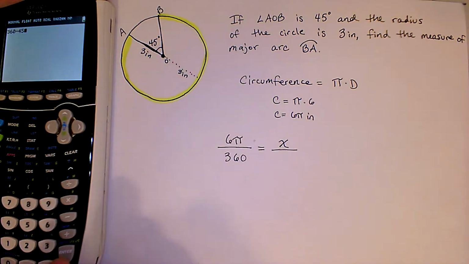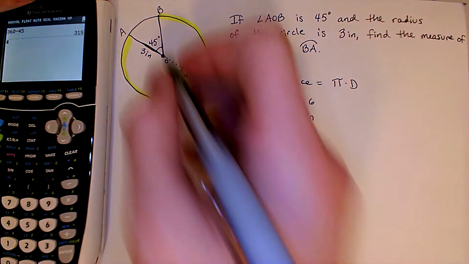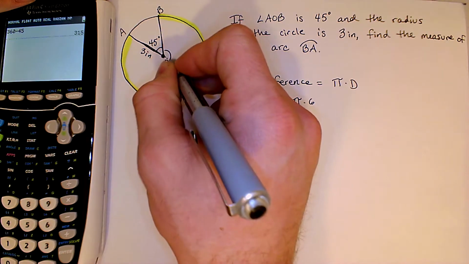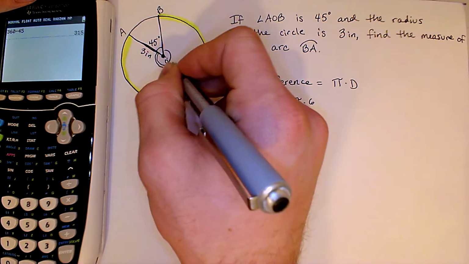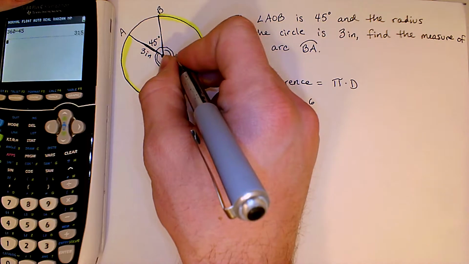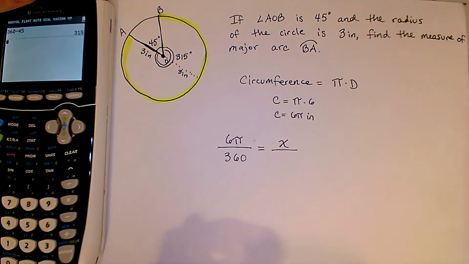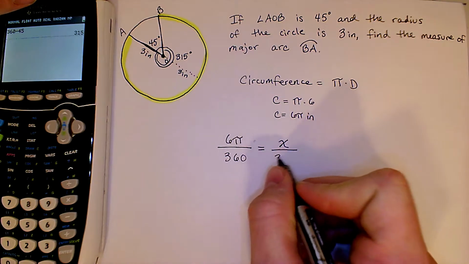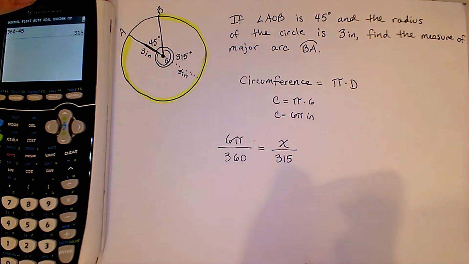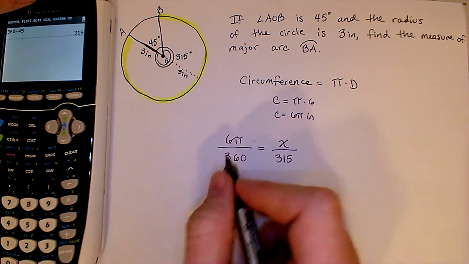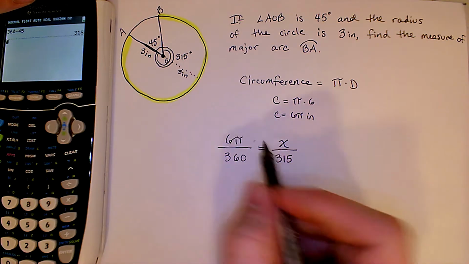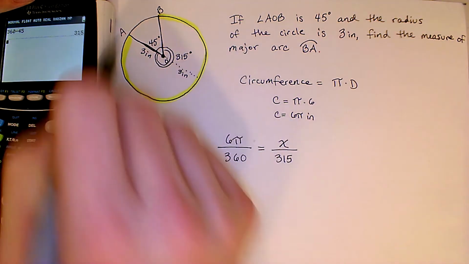360 minus 45, and that gives me 315, so I'm going to label that on my diagram. So all of this part is 315 degrees around the rest of the circle, and that's going to go down here. Now I can cross multiply and divide to find out what my arc length around from B to A would be.